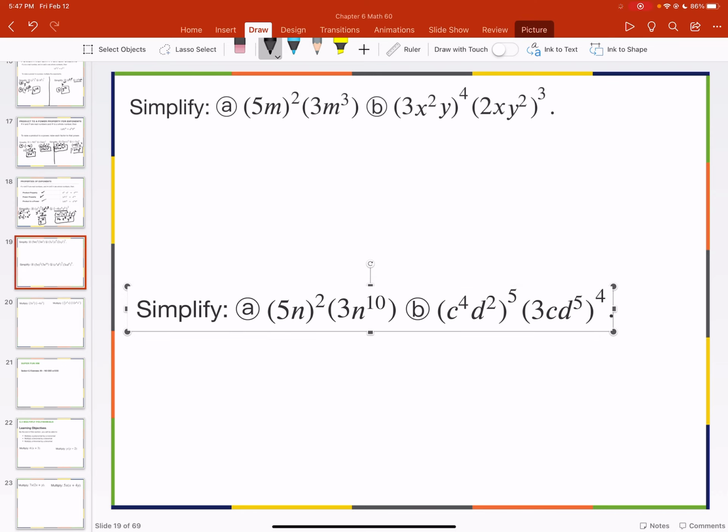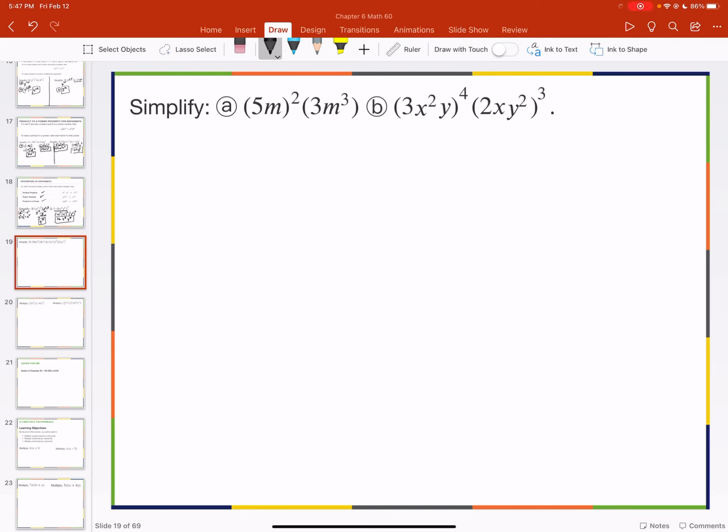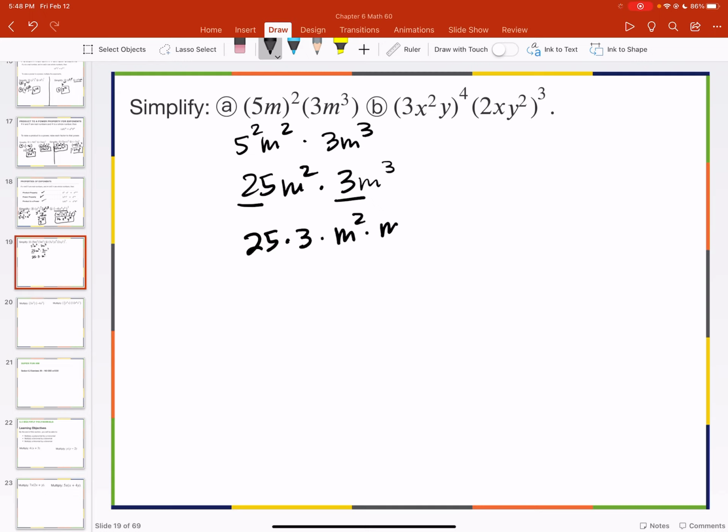I think I'm just going to do this one. So here, I have 5 squared, m squared times 3m cubed. So that's going to be 25 m squared times 3m cubed, and then I can multiply these together by commutativity. I'm going to write that out, times 3 times m squared times m cubed. You don't have to write it every single time, right? You can just start using the property. So now this is m squared times m cubed. That's m to the power 5, and that's it, okay?